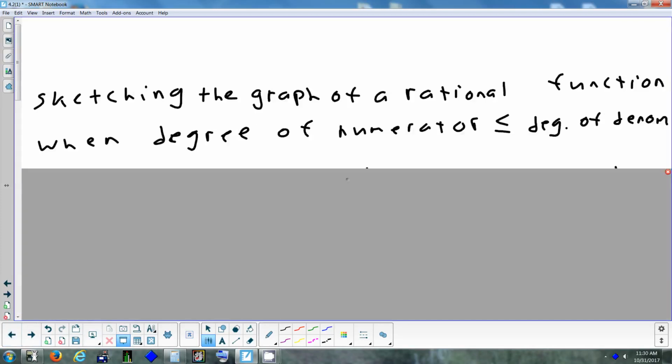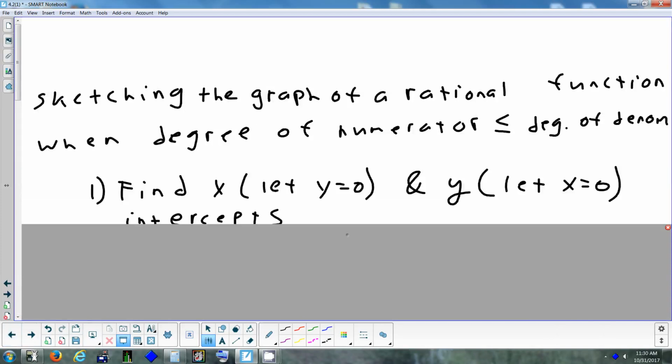And that's the kind of graph we're going to look at today. Tomorrow we'll look at when the degree of the numerator is bigger than the denominator. But not today. Right, so I'm going to give you some general suggestions on how to graph it. Not all of these suggestions apply to every problem, because every problem is a little different.